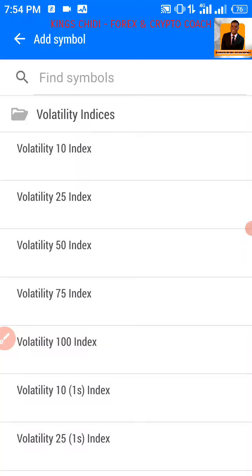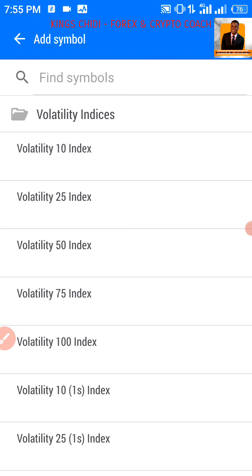Today we're going to be looking at volatility indices. You have to pay attention so that you understand the volatility indices market. Like I said, the synthetic indices market is made up of five different categories. We have the volatility indices, the boom and crash, the range break, the step index, and the other one is jump indices. So let's start with the volatility indices so that you understand.